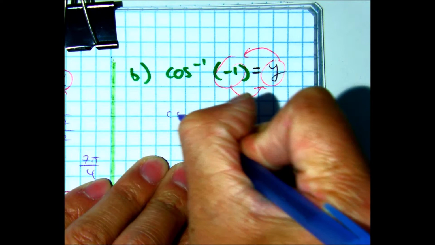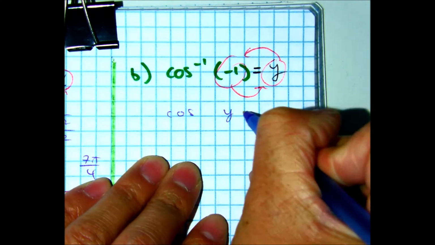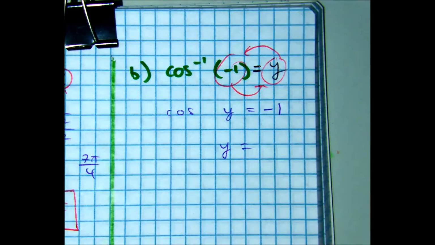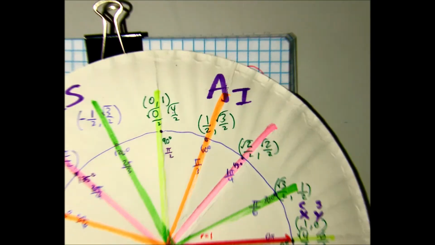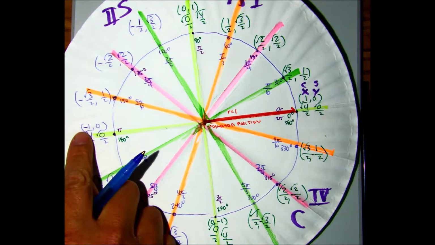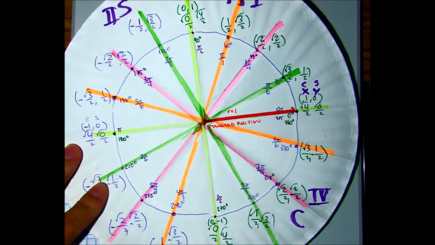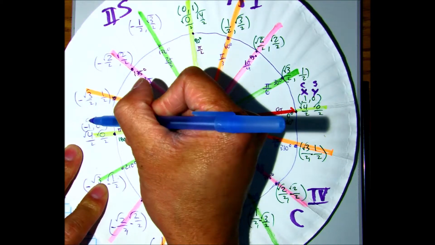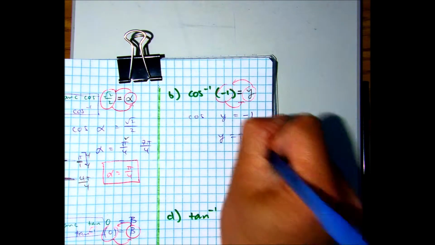Cosine y equals -1. Correct. Shiv, where is cosine -1? Just pi. Correct. First order pair. Remember, it goes cosine, sine. If you forget, alphabetical. X, Y, cosine, sine. Cosine's -1 at pi. Thank you, Shiv.